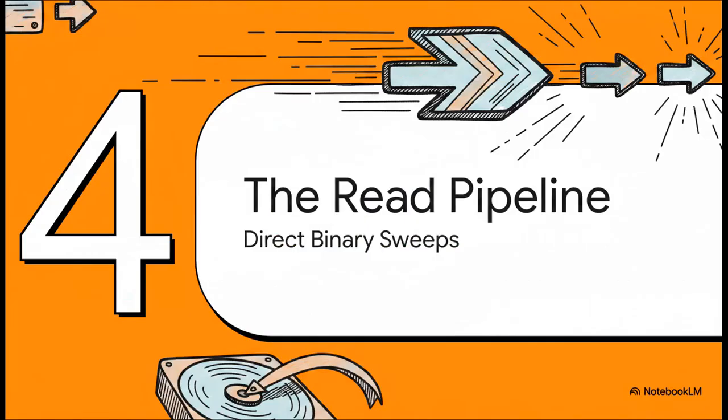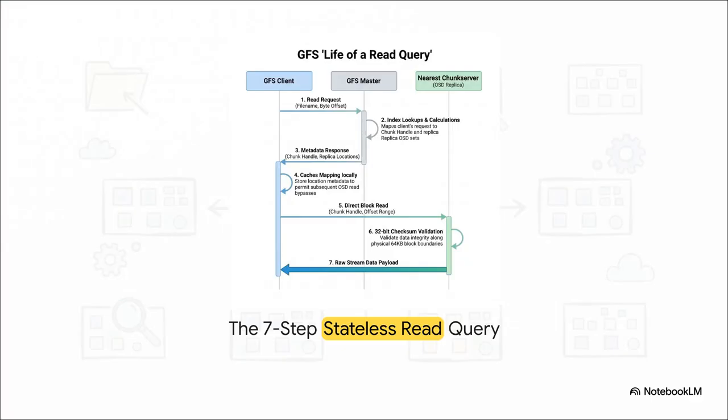Moving right along to Section 4, the read pipeline, direct binary sweeps. Now, after all the complexity of writing data, reading it is contrastingly simple. It's really elegant. This 7-step flow perfectly highlights how GFS protects the master node from getting overwhelmed. The client asks the master for the chunk handle and the replica locations.